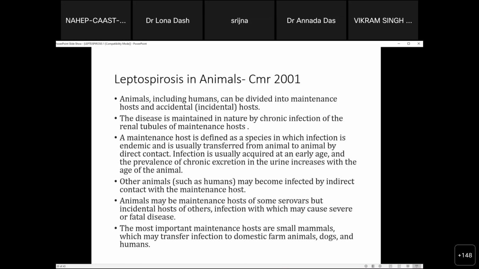Animals, including humans, can be divided into two types of hosts. One is the maintenance host or the carrier host, and the other is the accident host. The infection is maintained in a chronic manner in the renal tubules of the maintenance host. Other animals can get infected either by direct or indirect contact with the infected urine of the maintenance hosts. The most important maintenance hosts are small animals, which may transfer infection to domestic farm animals, dogs, and humans.